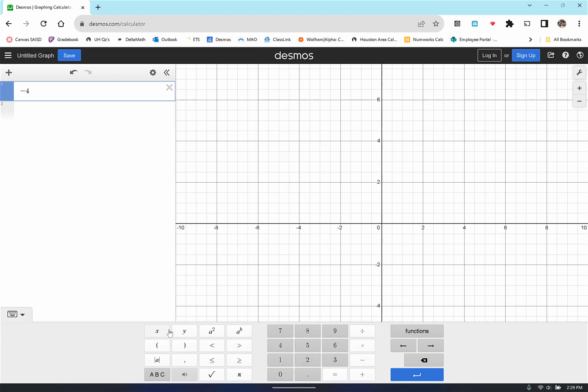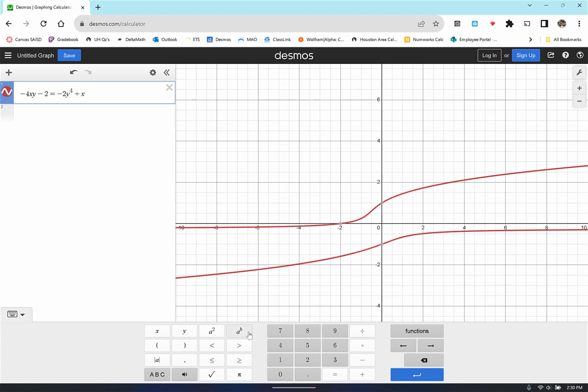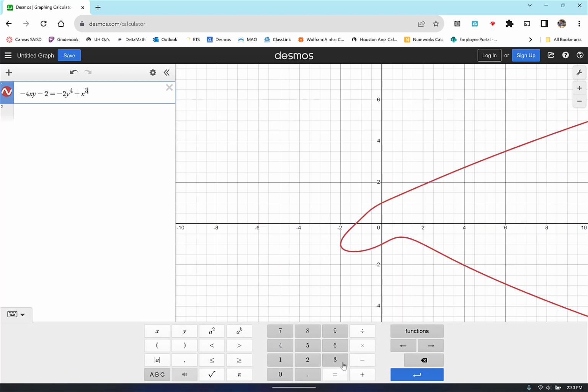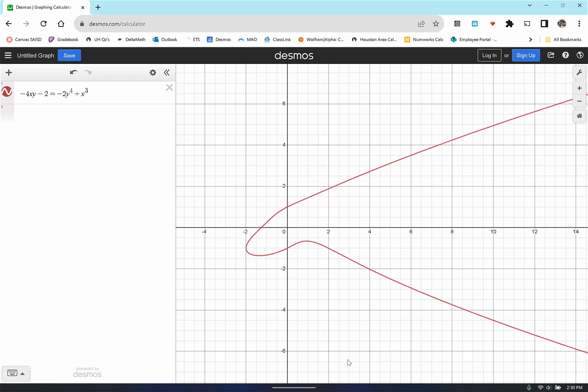Negative 4xy minus 2 equals negative 2y to the fourth power plus x to the third power. Wow, look at this funky curve. Here's how it looks. It's another, yeah, I mean, I wouldn't call it ugly. But it's kind of cool.